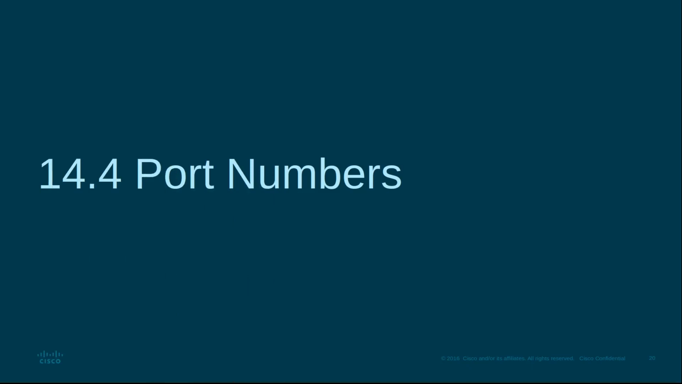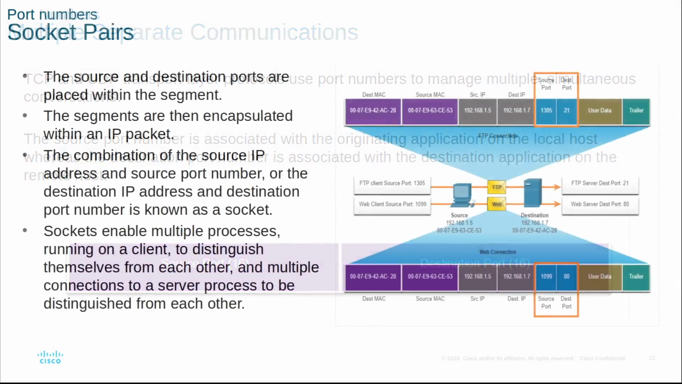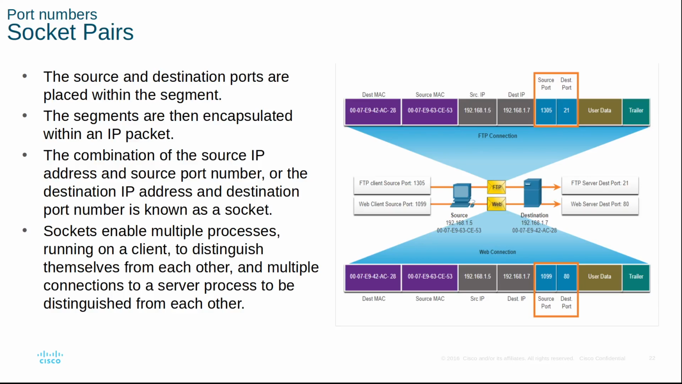Now we've talked about port numbers a little bit, right? What are port numbers? You're probably wondering. Well, TCP and UDP both use port numbers to manage multiple simultaneous conversations. There's a variety of different port numbers that are associated with different protocols, as we're going to look at, and these are bound to originating applications. There's the source port and the destination port, which is where it's going on the remote host, where the data is being sent to. Combined, these are a socket pair.